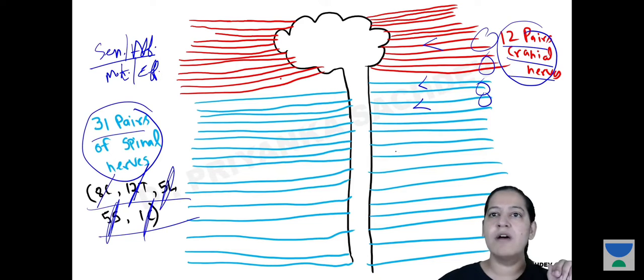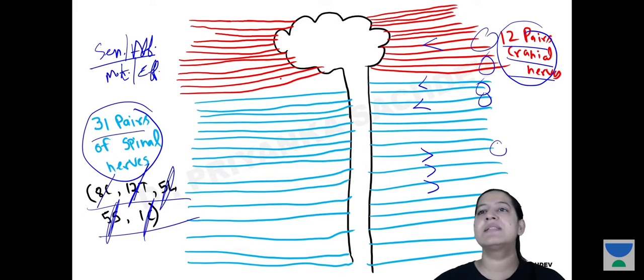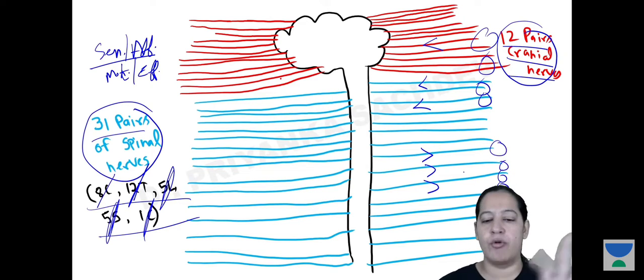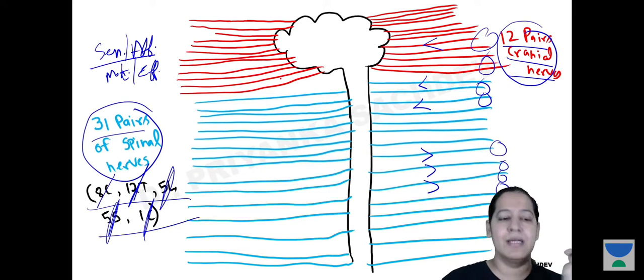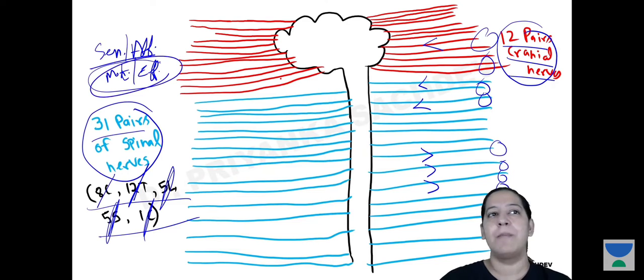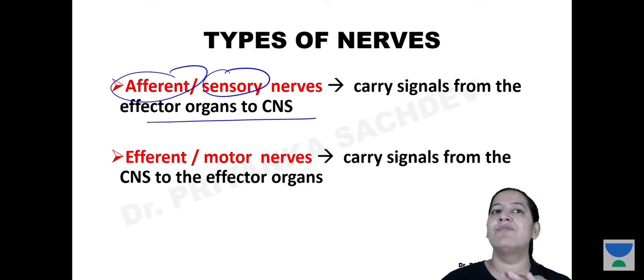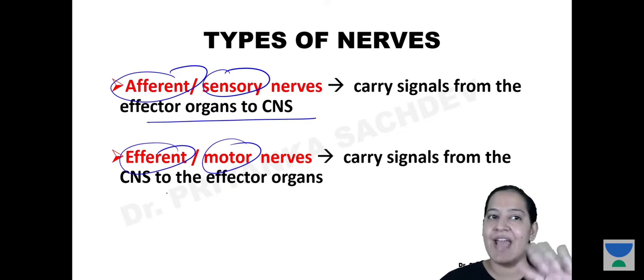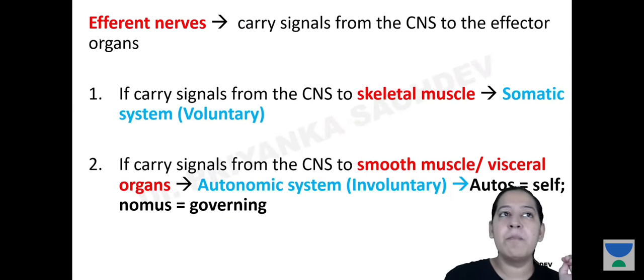And motor nerves are those nerves which carry signal in opposite direction, that is, from central nervous system towards the organ. That are motor or efferent. These are the basics we already know. Currently, for explaining ANS, I am concerned here with motor nerves. I am not concerned with sensory nerves. So we know what are sensory nerves that carry signal from organ to CNS. What are motor or efferent nerve that carry signal from CNS to the organ. Yes, I am concerned here with the motor nerves.